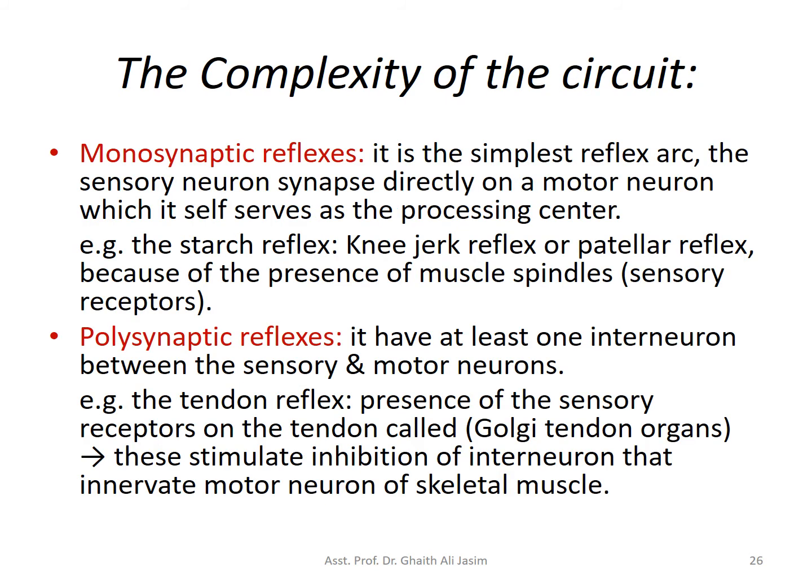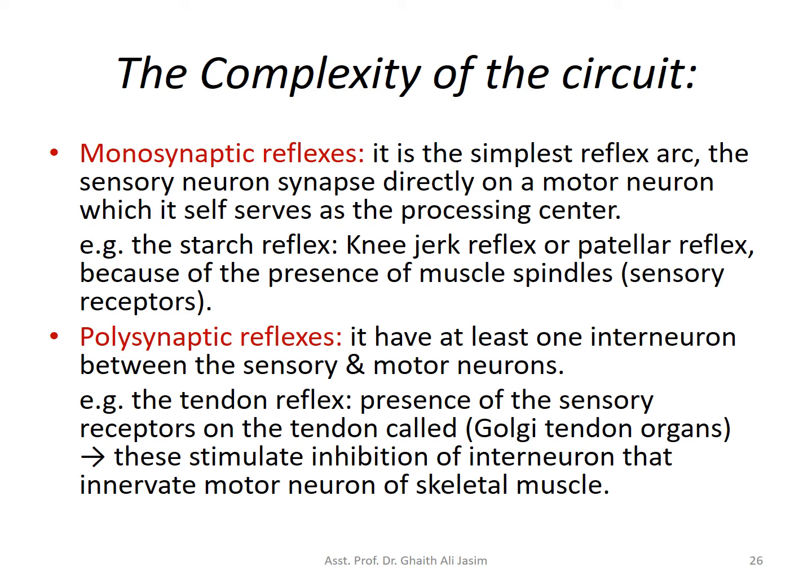According to the complexity of the circuit, the monosynaptic reflex is the simplest reflex arc. The sensory neuron synapses directly on a motor neuron, which itself serves as a processing center. For example, the stretch reflex, knee jerk reflex, or patella reflex, because of the presence of muscle spindles, the sensory receptors.